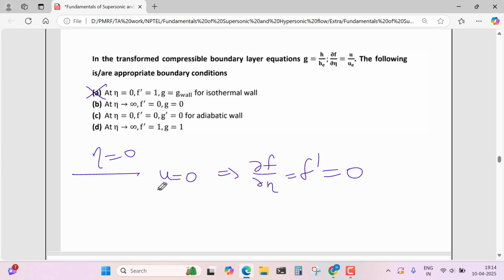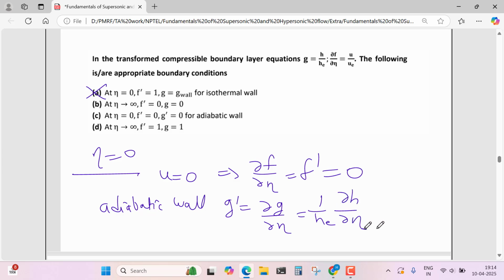And now option C, that is given for adiabatic wall. For adiabatic wall, let's say G dash, that means ∂G/∂η, which will be given by 1/He ∂H/∂η, which is nothing but 0. For adiabatic wall, ∂H/∂η is 0. So G dash is nothing but 0. So option C is the correct one.